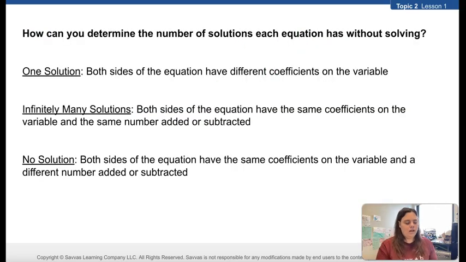We'll finish up with a reminder of how you can determine the number of solutions without solving. If an equation has 1 solution, both sides of the equation will have different coefficients on the variable. So it'll be like 4x and 5x or something like that. You can tell there will be infinitely many solutions if, when you simplify, both sides of the equation have the same coefficient and the same number being added or subtracted.